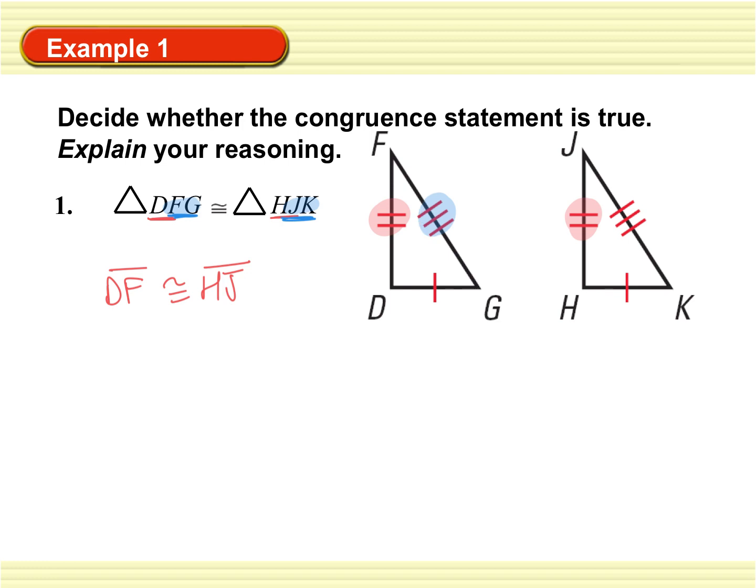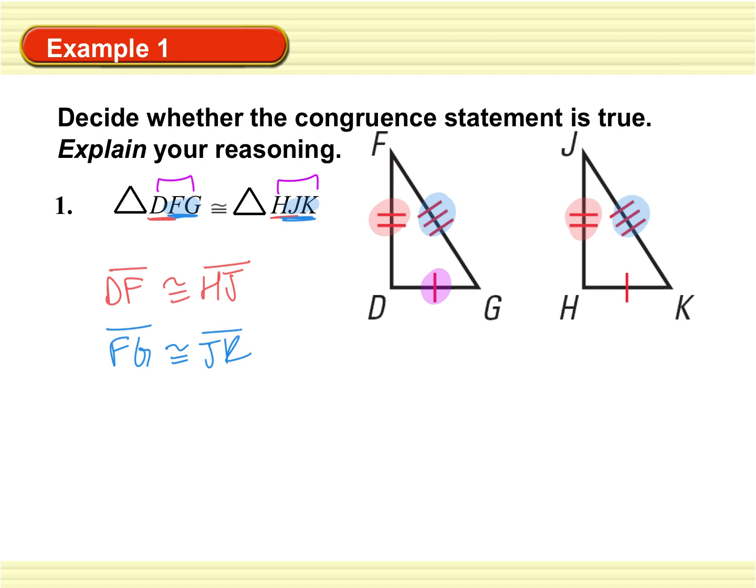Is FG congruent to JK? Those are both marked with the congruency mark 3. So yes, they are. FG is congruent to JK. And then my last one, DG and HK.